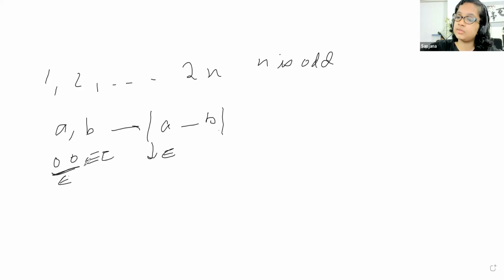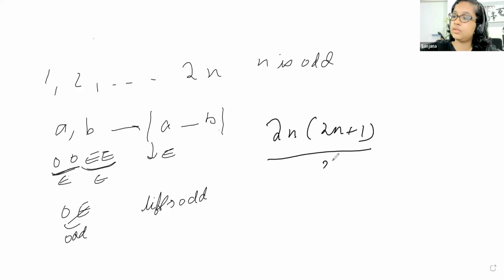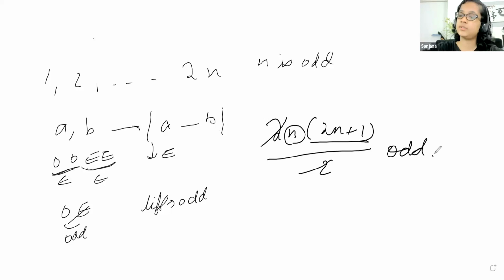Similarly, if both are even, the sum is even and the difference is even. And if one is even and one is odd, then the sum is odd and the difference is also odd. So the parity of the entire thing on the board, the sum of all the numbers on the board, does not change. The parity of the last remaining number is the same as the parity of the original sum, which is 2n times (2n plus 1) divided by 2. Here this is obviously odd and n is also odd, so your answer is odd. This is a very common problem that I just wanted to mention.